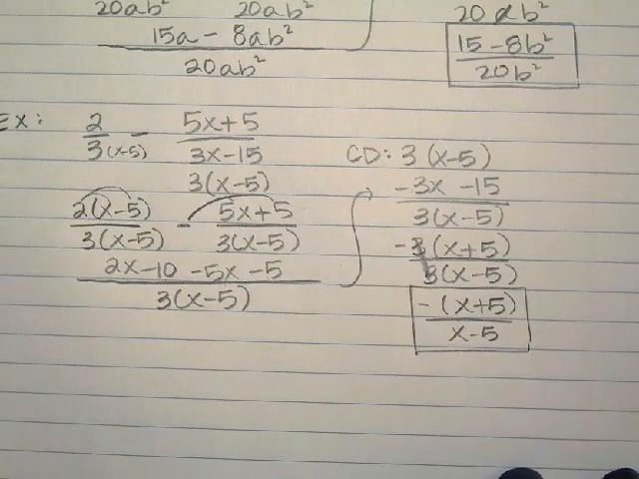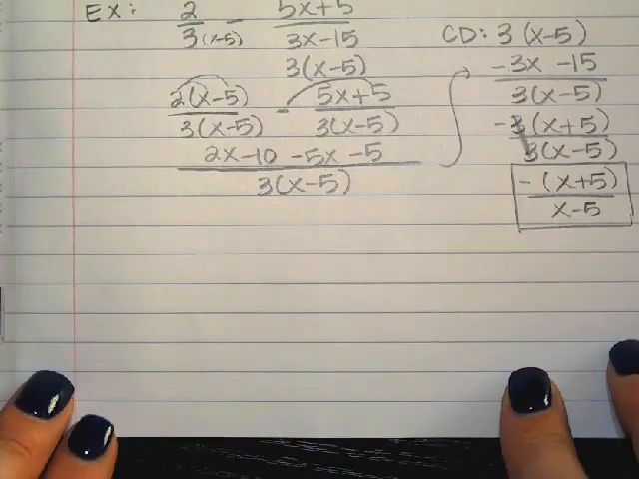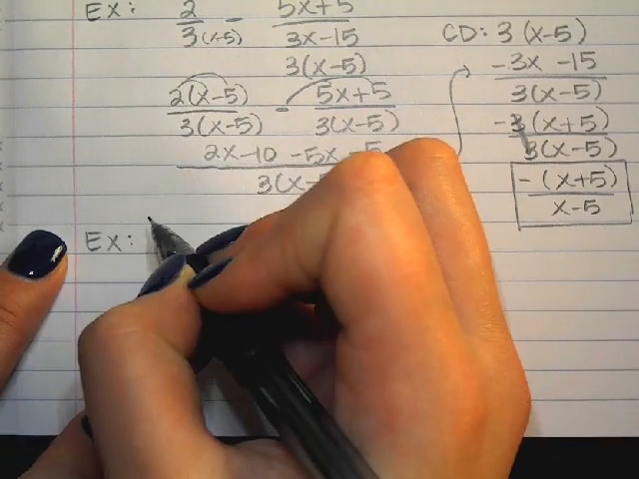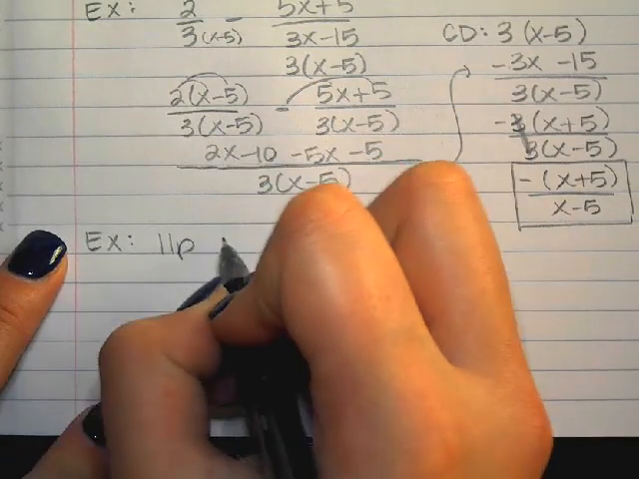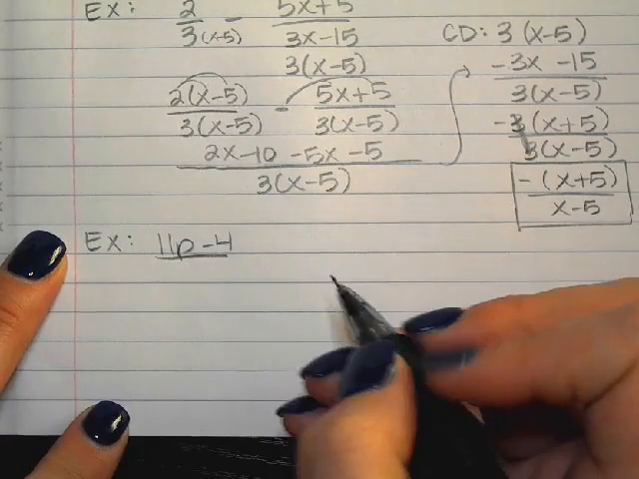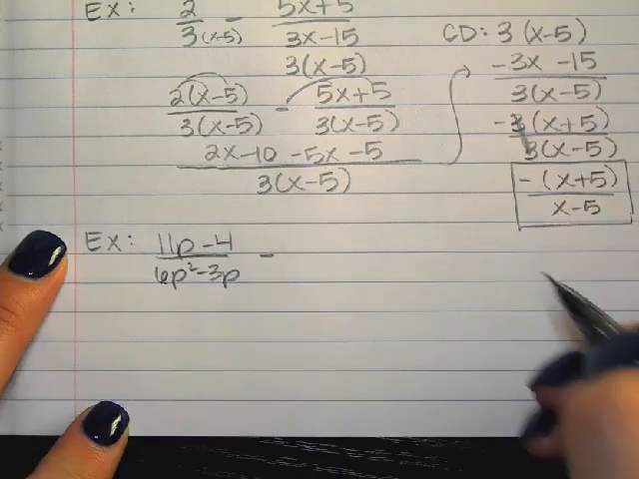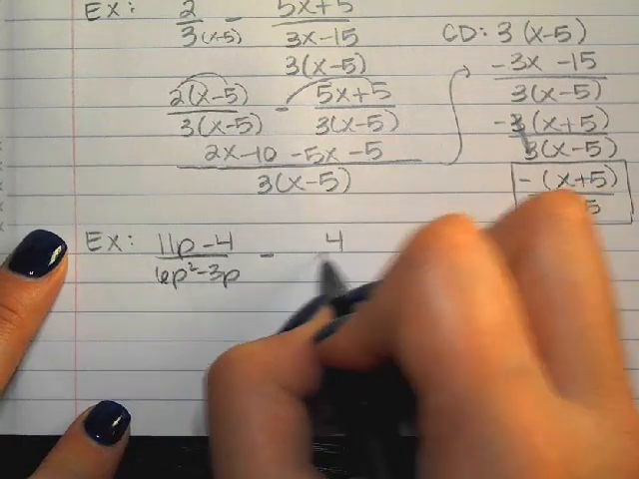All right, I'm going to squish the next problem in here. So here's our next example. We're going to do 11p minus 4 over 6p squared minus 3p, and we're subtracting off 4 over 3p.